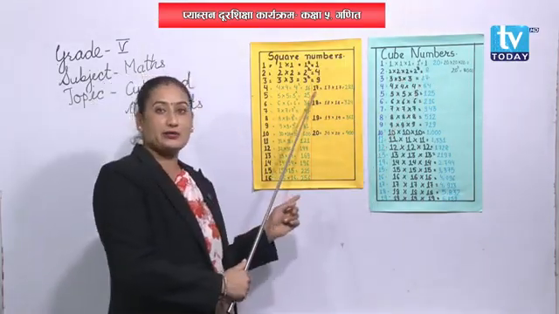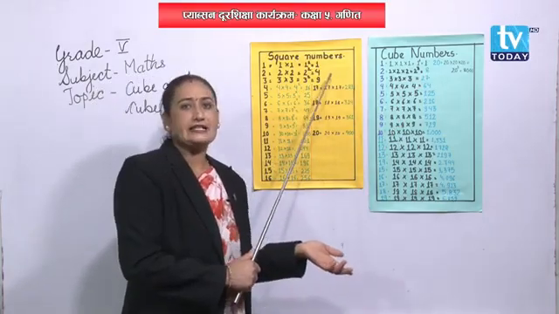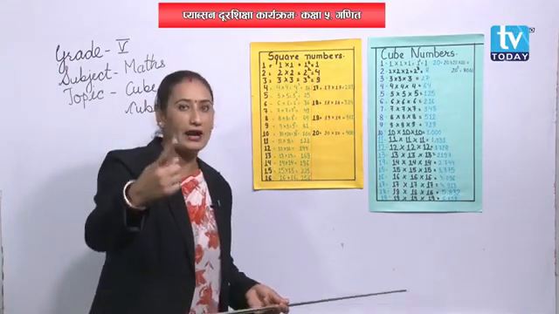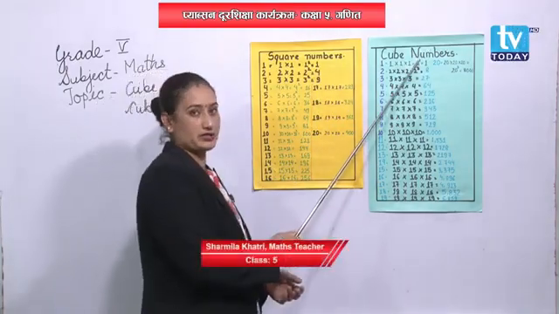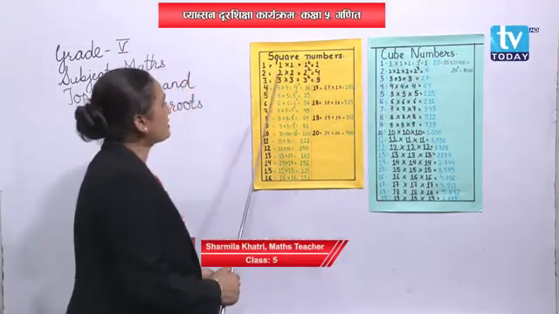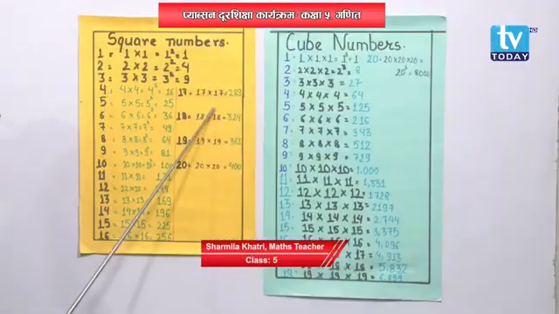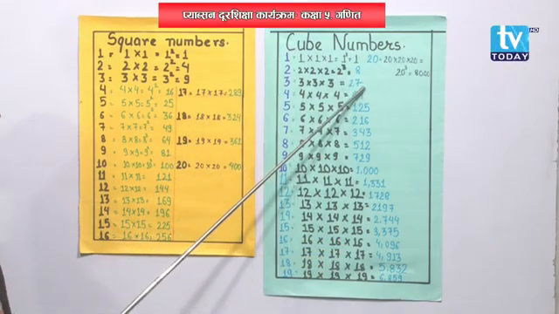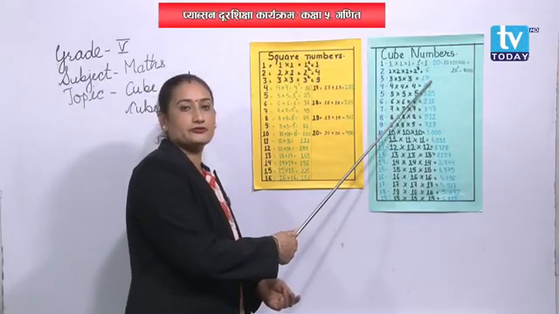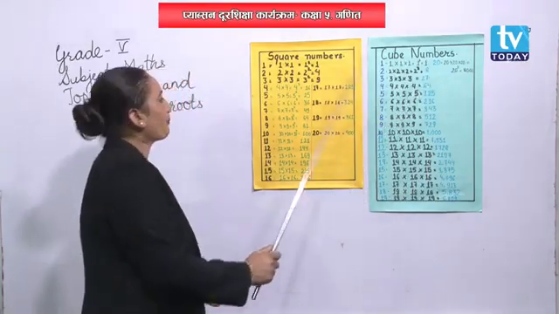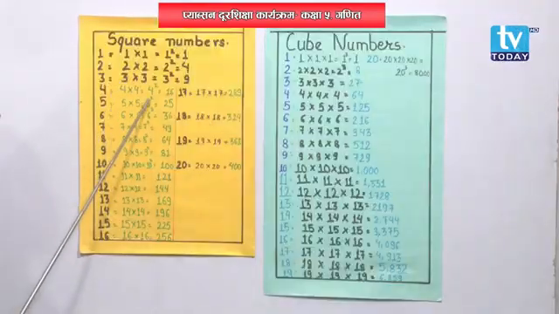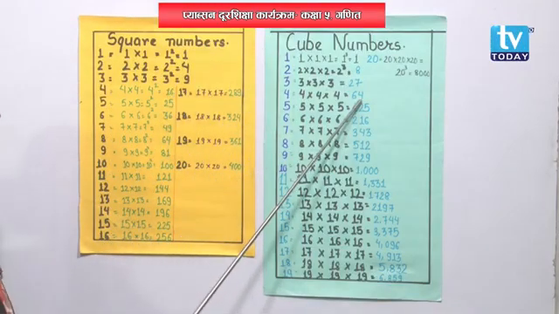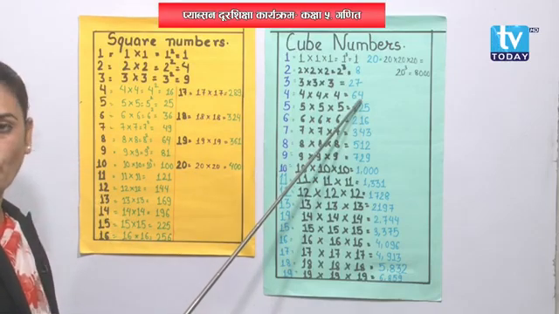Square numbers you already know. You just need to multiply that square number by the same number one more time, and then you will get the cube numbers. Same here: 3 times 3 is 9. When you multiply 9 by 3, it will be 27. The cube of 3 is 27. Here 4 into 4 is 16. When 16 is multiplied by 4, it will be 64.